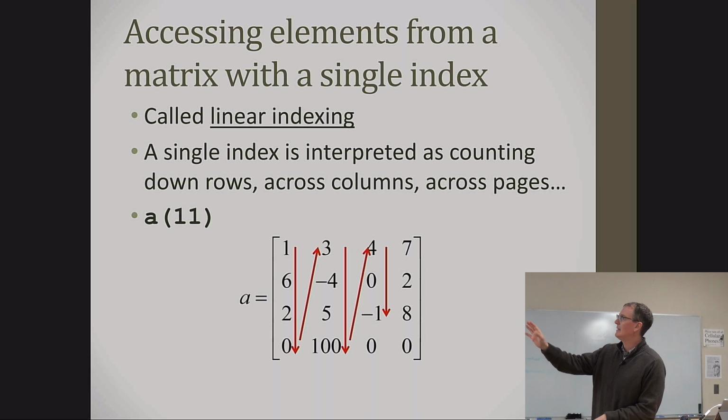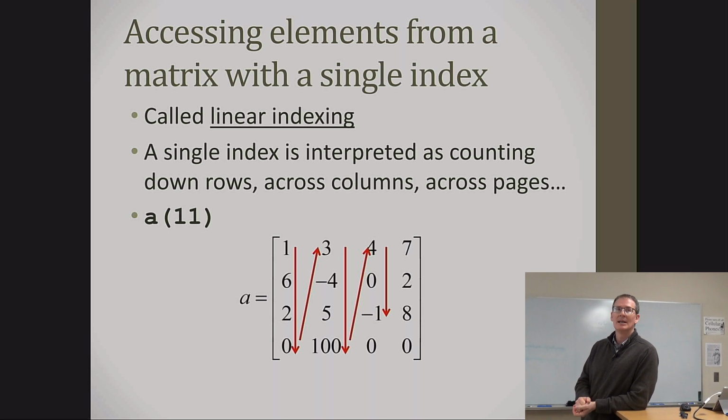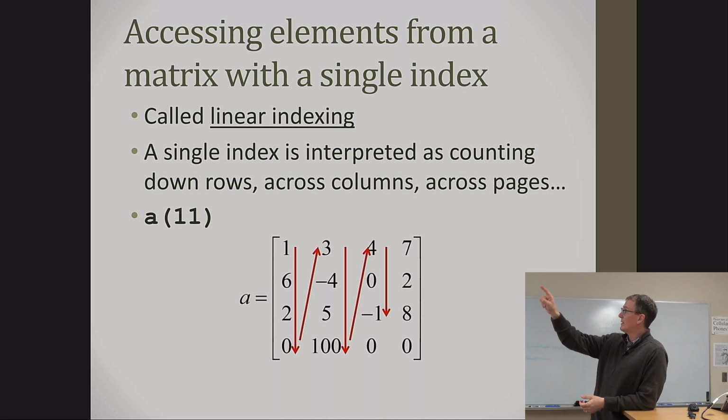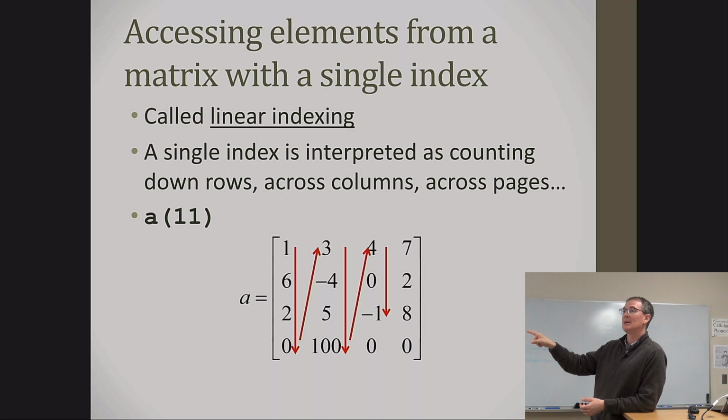So again, if A is that 4x4 matrix, and you ask A of 11, what happens? It will count down 1, 2, 3, 4, 5, 6, 7, 8, 9, 10, 11, and it will land at that -1, and that is what it will return to you.